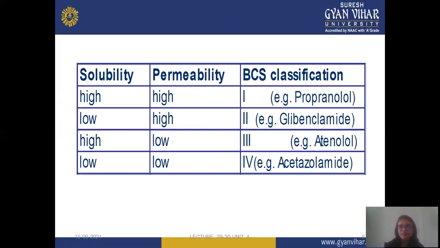Examples of these classes: in the first class, both solubility and permeability are high, and the example is propranolol. In BCS type 2, solubility is low and permeability is high; the example is glibenclamide. The third class is high solubility and low permeability, and the example is atenolol. The fourth and last class is low solubility and low permeability, and the example is acetazolamide. These are the examples according to BCS classification, based on their solubility and permeability properties.